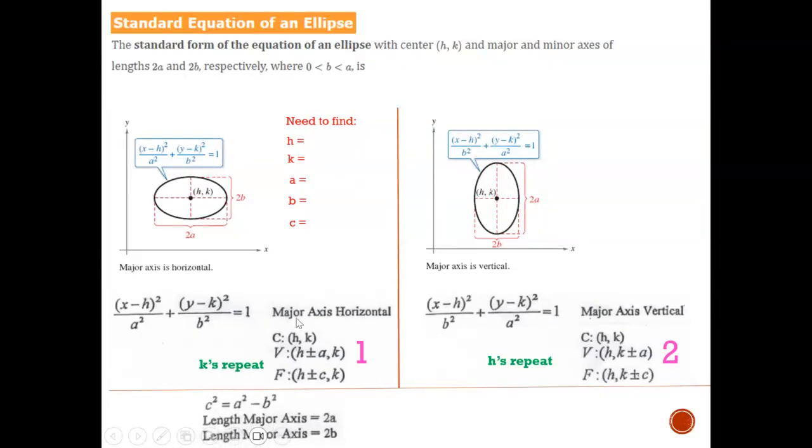Also, this is how you find C. C squared is equal to A squared minus B squared. And again, the length of the major axis will be 2A, and the length of the minor axis will be 2B.